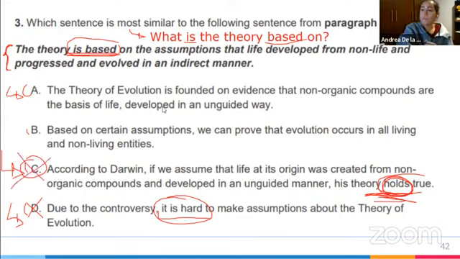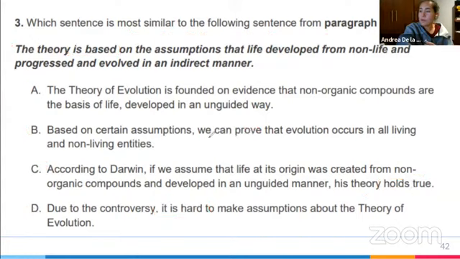Now, as for option B, what is the main idea of option B? Saying that we can prove that evolution occurs, right? That is the main verb again, we can prove. So option B is trying to show what we can prove, right? Can we prove that evolution occurs? Yes, we can prove that evolution occurs based on these assumptions. So option B does not contain the main idea either.